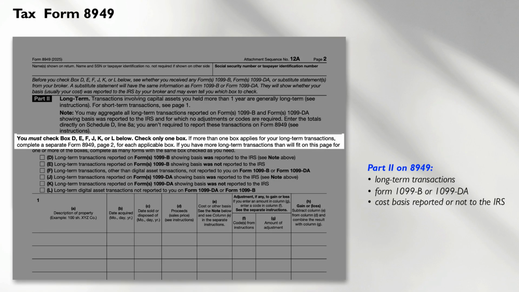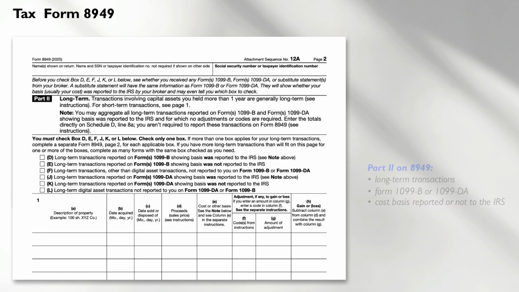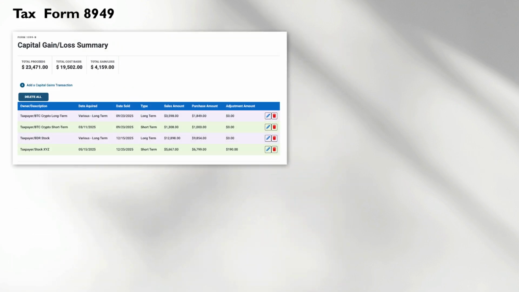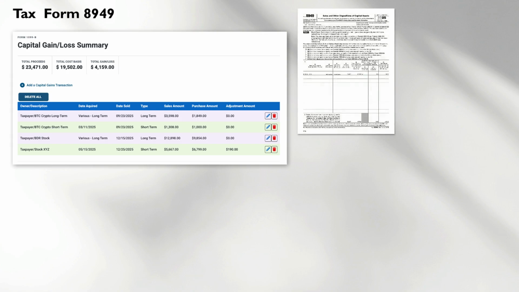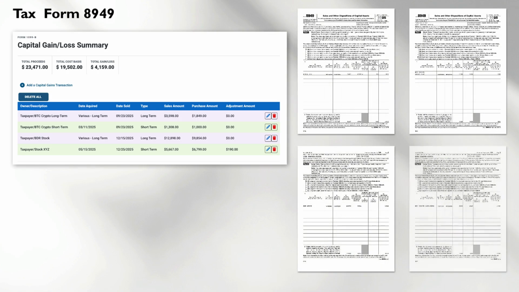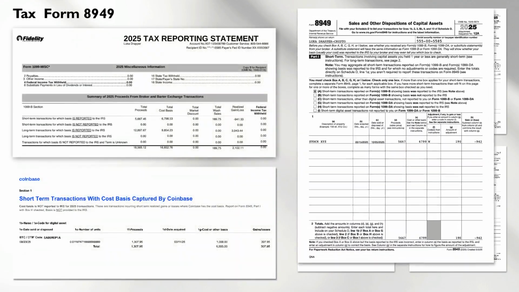Just like in Part 1, you can only check 1 box per page. If multiple categories apply, the tax software will generate separate pages. Now, going back to the 4 transactions we entered into the tax software, they will generate 4 separate pages of Form 8949, 2 for short-term transactions and 2 for long-term transactions.